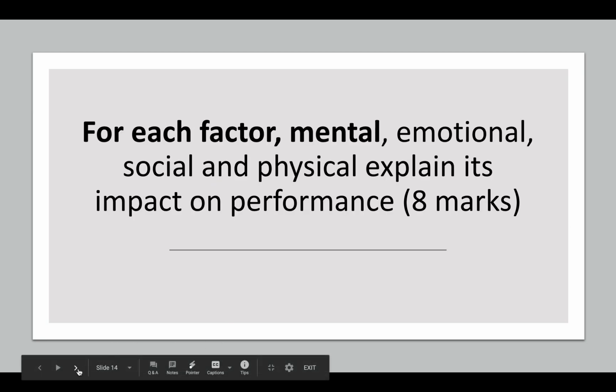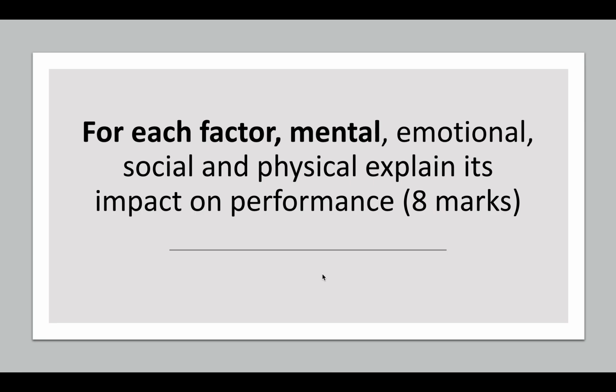This is the question that you're going to be faced with at National 5 PE. For each factor, mental, emotional, social and physical, explain its impact on performance. It's worth 8 marks and you have to give 2 examples for each factor.